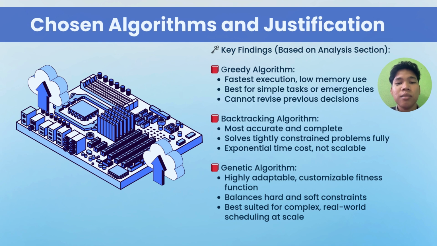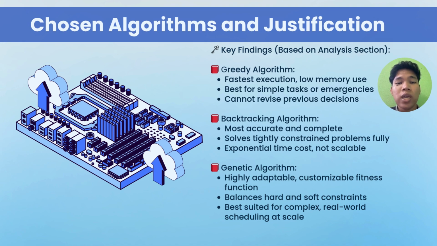And second, the backtracking algorithm. This one is much more thorough. It tries all possible combinations of time slots and rooms. If it finds a conflict, it backtracks and tries a different combination. It's very accurate and guarantees a valid result, but it takes a lot of time, especially when the number of courses increases. Because of that, it's not practical for large universities, but works well in small scale, high accuracy scheduling tasks like exam timetables.